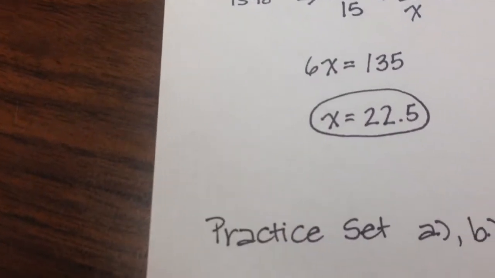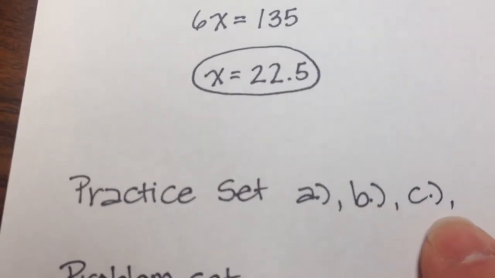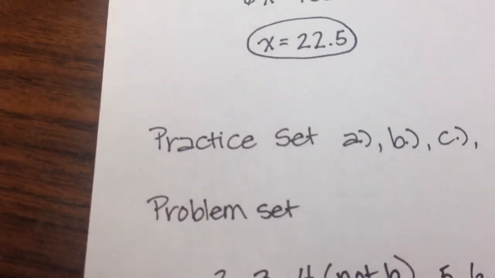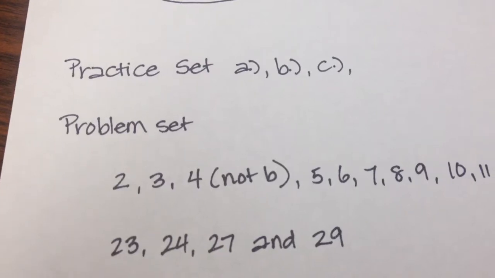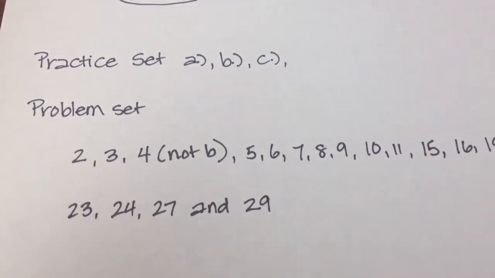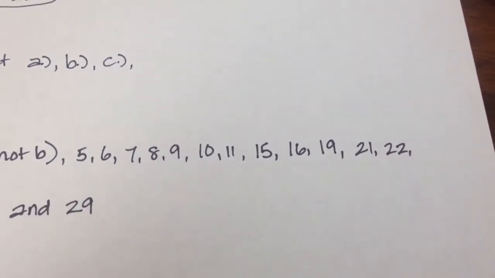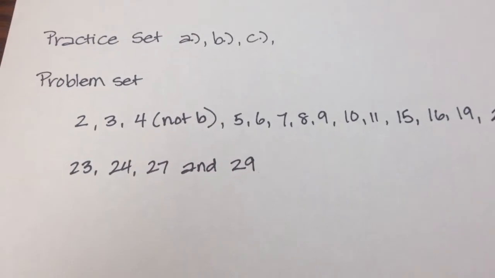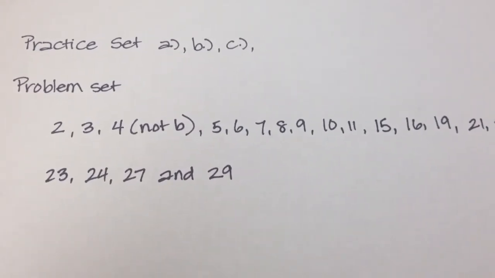So I want you right now, before this gets out of your head, to do practice A, B, and C. Okay? That's all the practice there are. So do all the practice, A, B, and C. Problem set. 2, 3, 4, but not part B of 4. 5, 6, 7, 8, 9, 10, 11, 15, 16, 19, 22, 23, 24, 27, and 29.